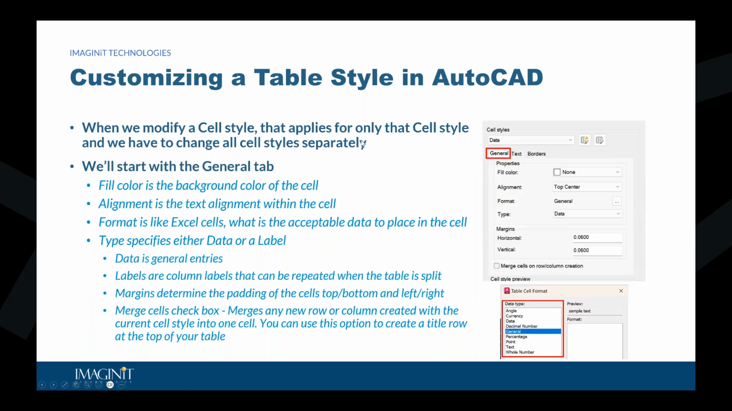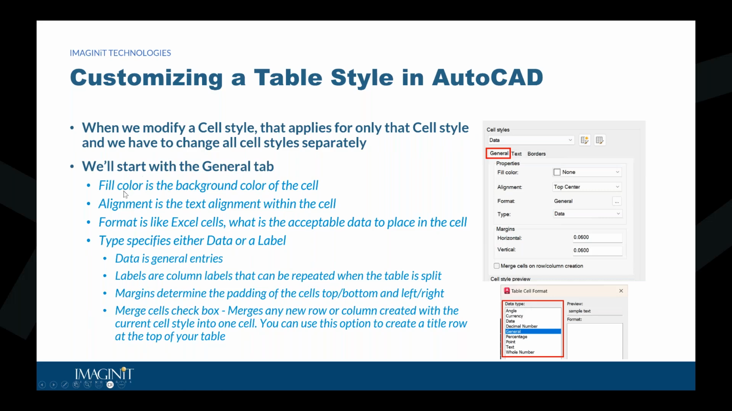So when we modify a cell style, that applies only for that cell style. We have to change all 3 of those individually. So once we change data, we should go back in and change header, and then we should go back in and change title so that we have everything consistent.